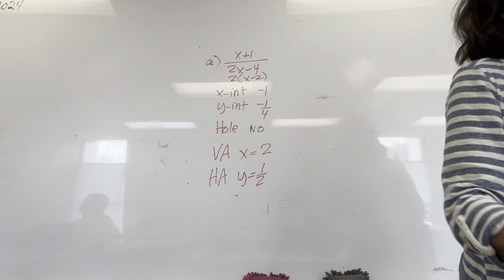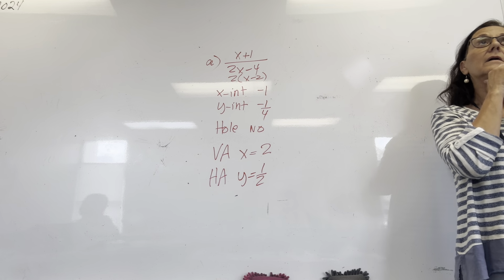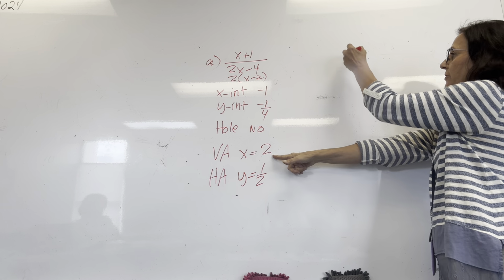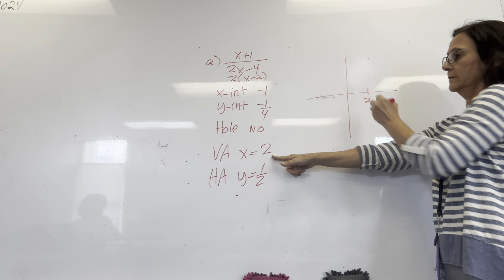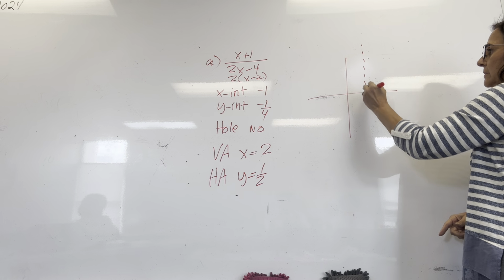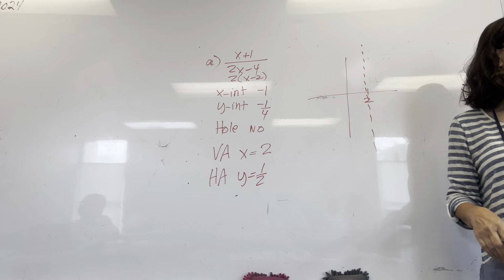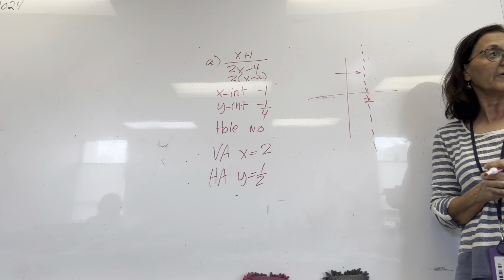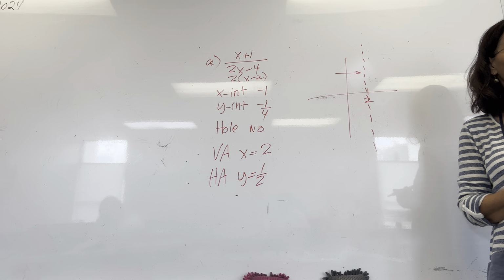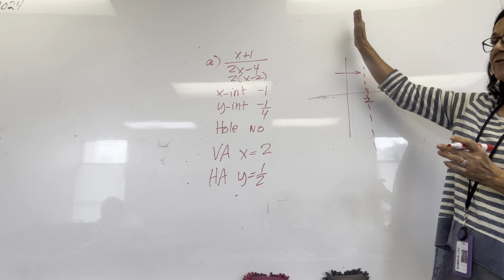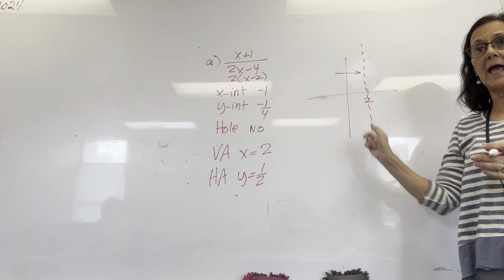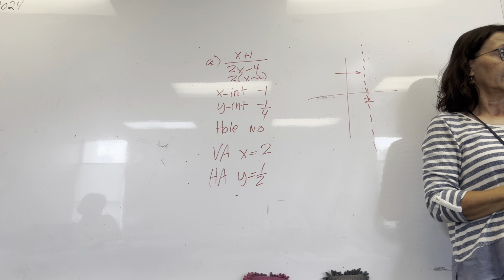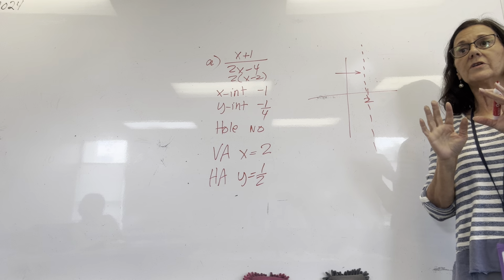So for end behavior, remember I said something happens at 2, because there's this vertical asymptote. So we're going to answer the question: as x approaches 2 from the left, is the graph going to positive infinity for y or negative infinity for y?